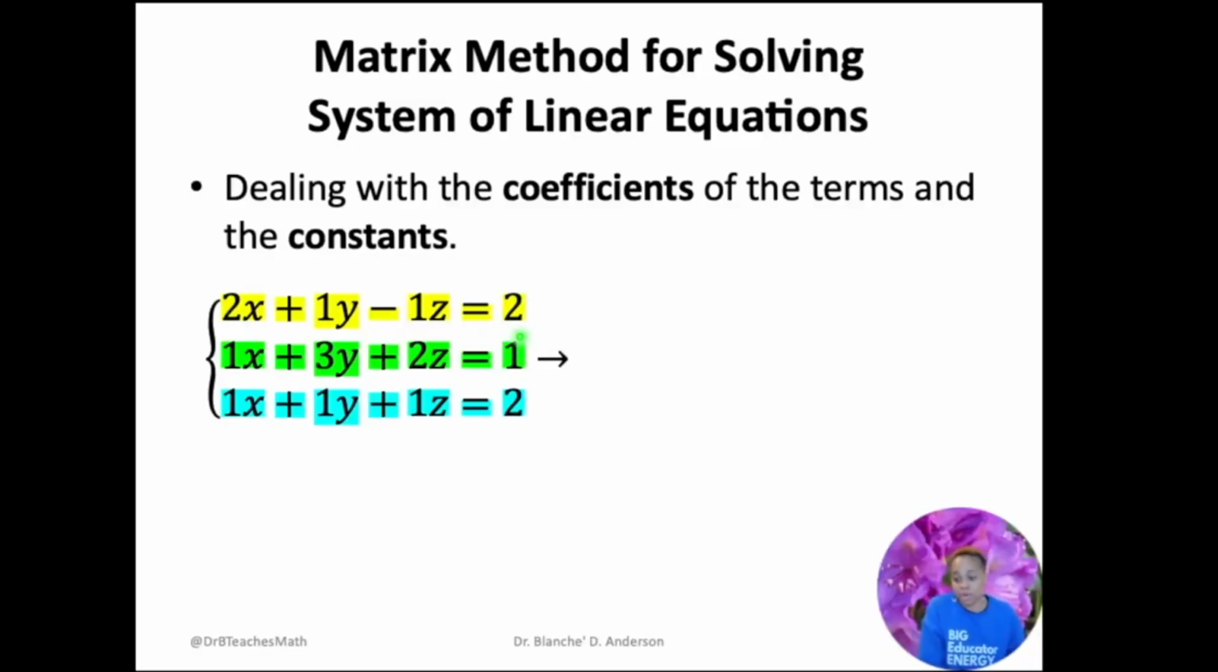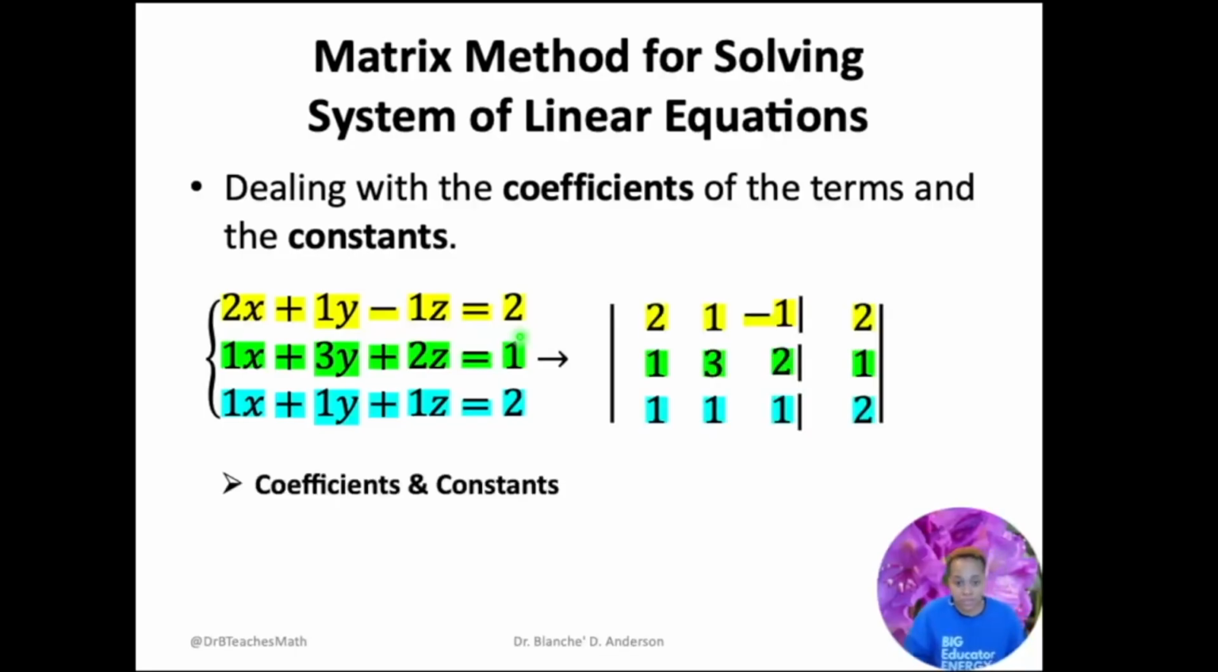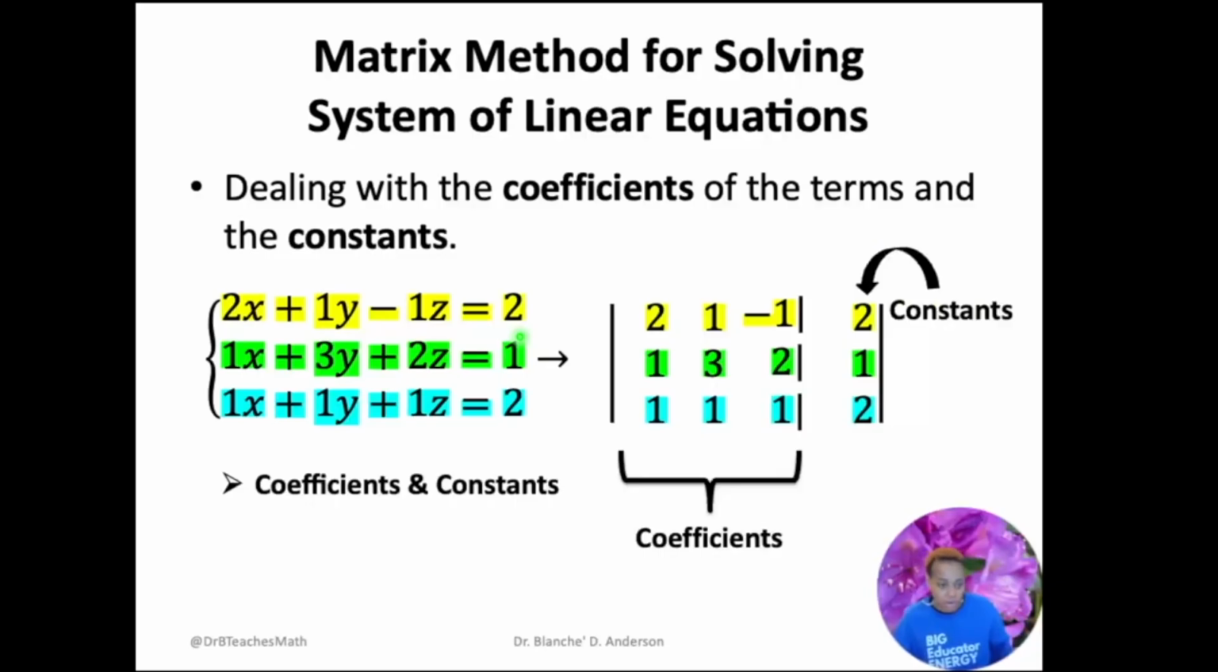Well, you can convert this to a matrix. All you need to do is pull the coefficients and the constants. So you see how that works out. So you have your coefficients and you have your constants. So it gets rid of the variables. That's why I said it gets rid of the fluff. So you have less to look at. But the cool thing is all you have to work with is the numbers.